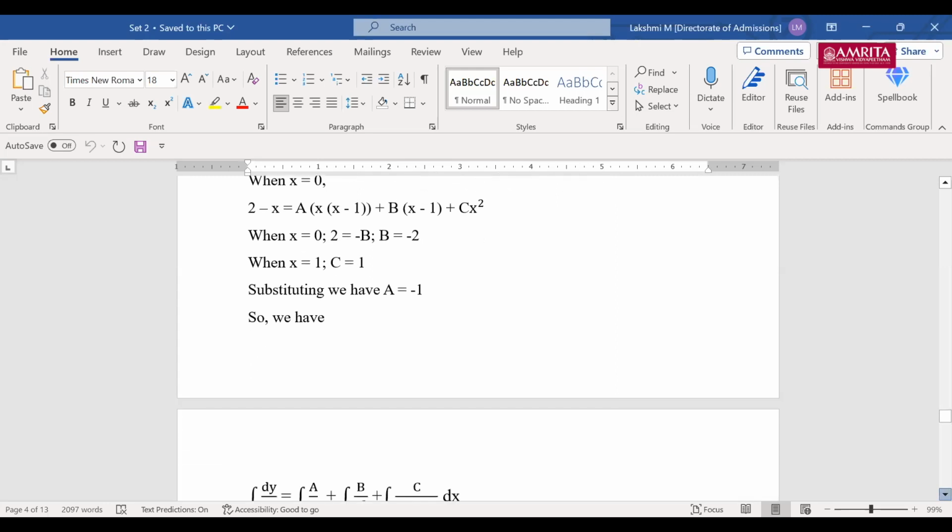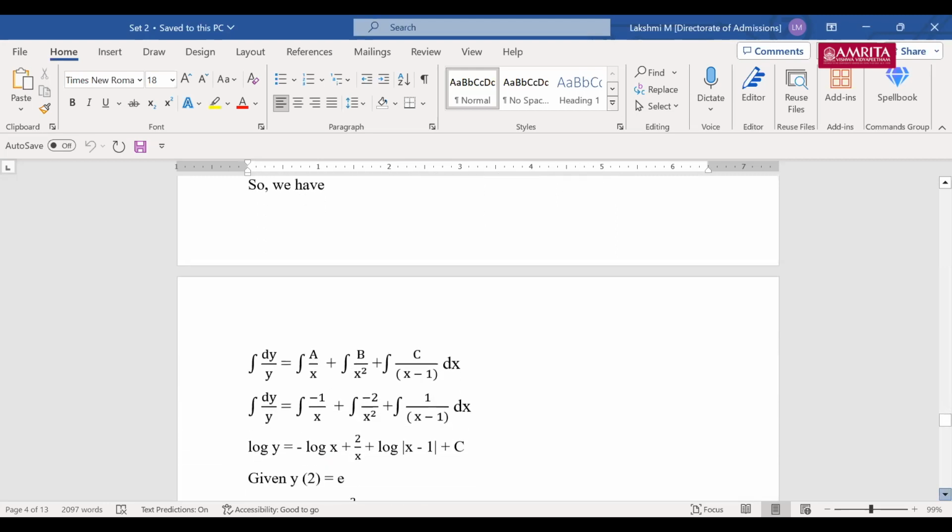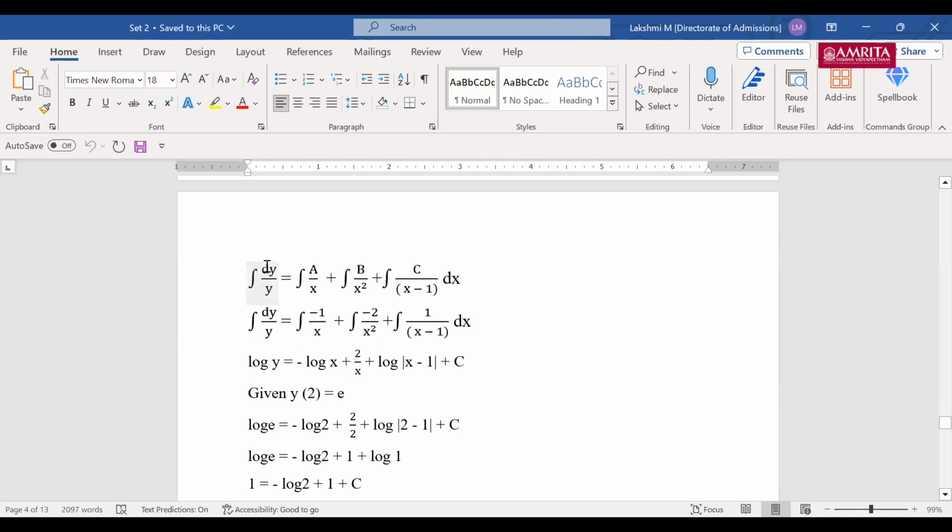So the integral of (2 minus x) by x square into (x minus 1) is now changed to this one. Integral of dy by y is equal to integral of a by x plus integral of b by x square plus integral of c by x minus 1, into dx. This is log y. This is minus log x. This will be minus 2x raised to minus 2, which will be 2 by x. And this is log of (x minus 1) plus c. Now you got it in terms of log y.